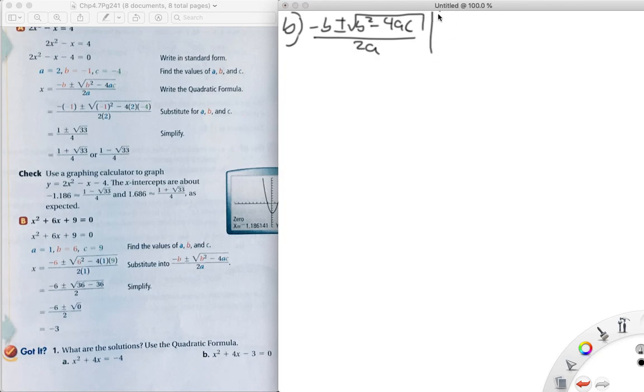Given the scenario of an equation that has x squared plus 4x minus 3 equals 0, in this scenario, a is equal to 1, b is equal to 4, and c is equal to negative 3. So we're just going to plug it in.